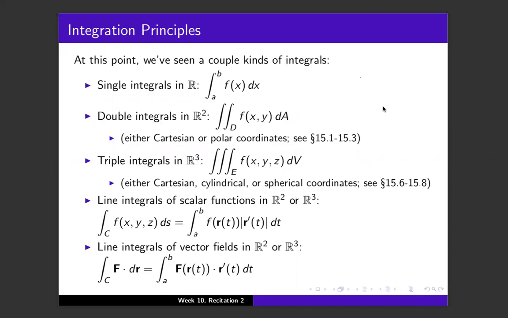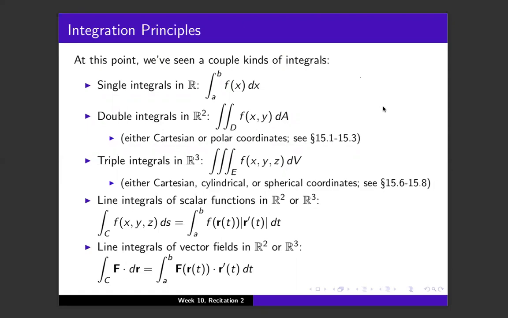And we've got double integrals that we do in R2, and usually there are two ways of calculating them, either using Cartesian coordinates or polar coordinates, which are discussed in sections 15.1 through 15.3 if you want to brush up on those. And we've got triple integrals, which are often called volume integrals. And again, you can calculate those using either Cartesian, aka rectangular, cylindrical, or spherical coordinates, and that's in sections 15.6 through 15.8 if you want a reminder on those.